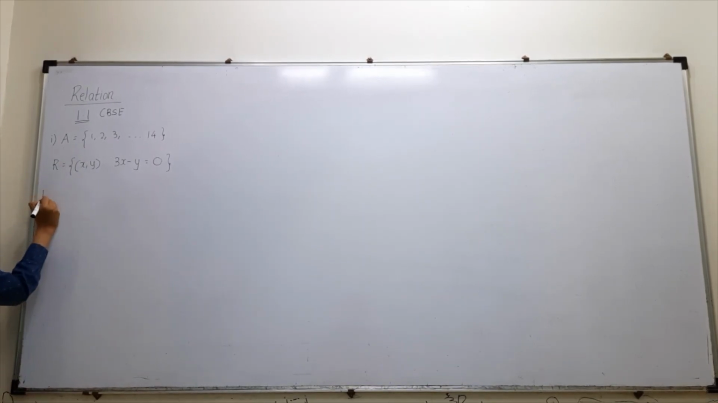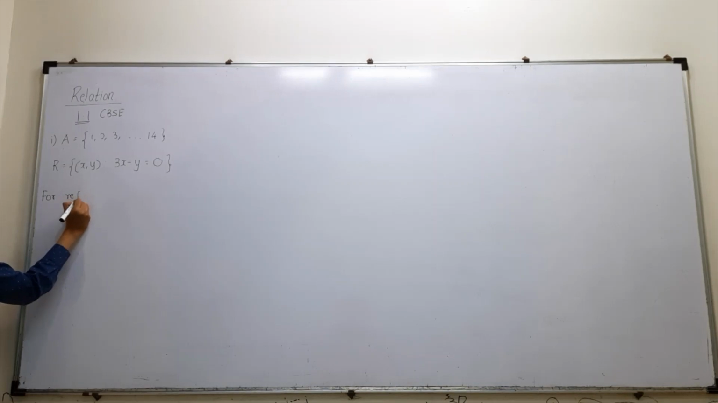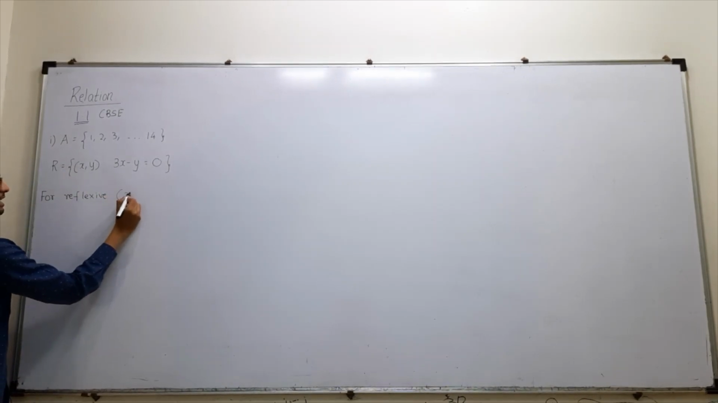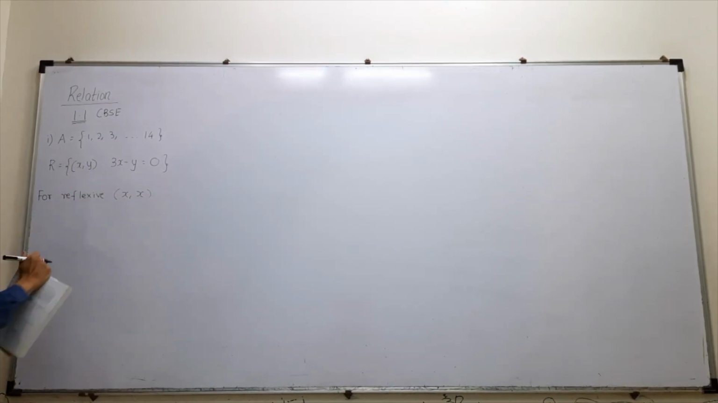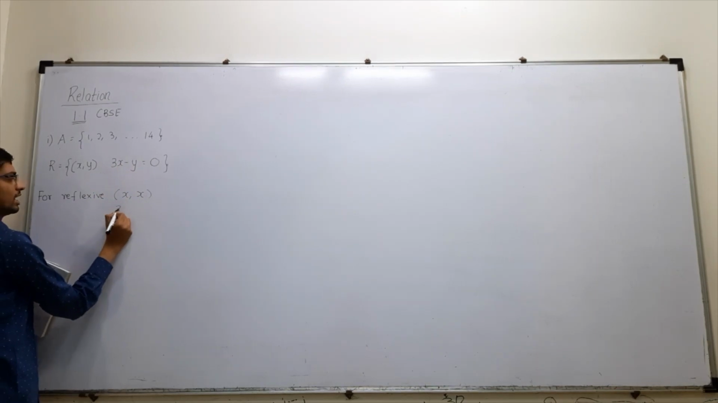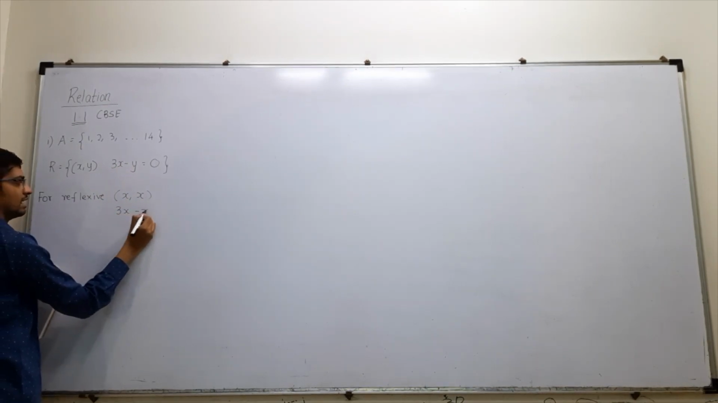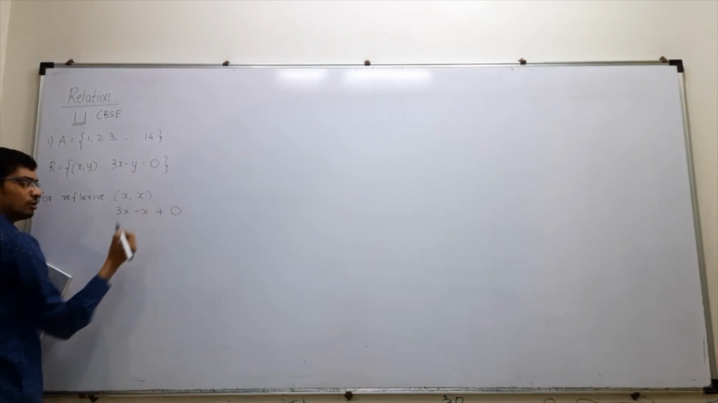Now see, for reflexive हमें पता है a, a होना चाहिए. So if I say x, x, if I assume that both the elements are same, let us check, do I get 0? तो ये क्या हो जाएगा? 3x minus x, which is not equal to 0.